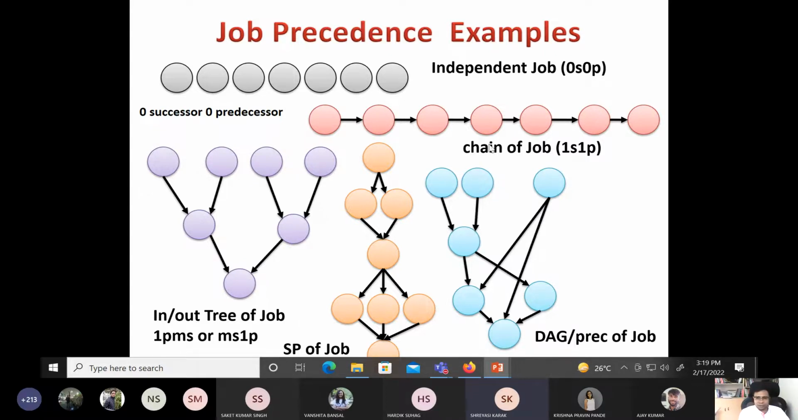Okay, and this one is more common, DAG or precedence constraint jobs. Whenever we say precedence constraint, we don't go for a directed graph with a cycle. So DAG means it needs to be topologically sortable. Topologically sortable means a directed graph, that means by default it will be a DAG.